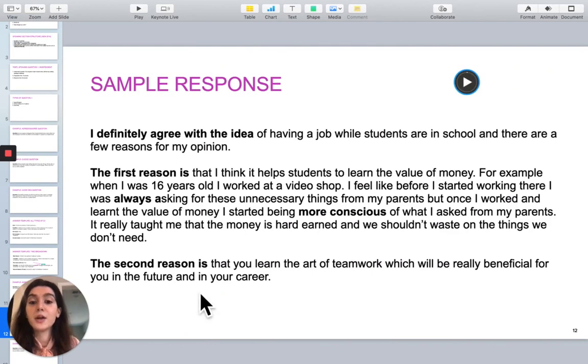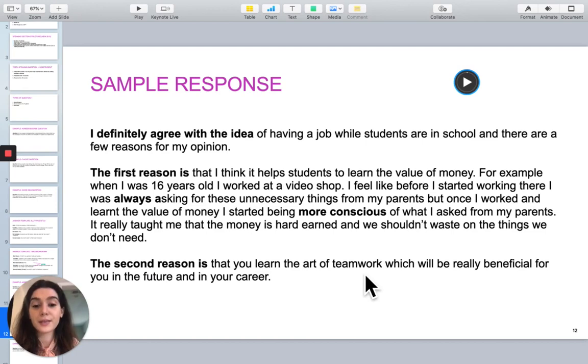See, what I did here, I gave my second reason, and remember the second reason, there's no time to give the second example, so I just kind of explain it really nicely, and I use a little bit like art of teamwork, to give like advanced vocabulary.